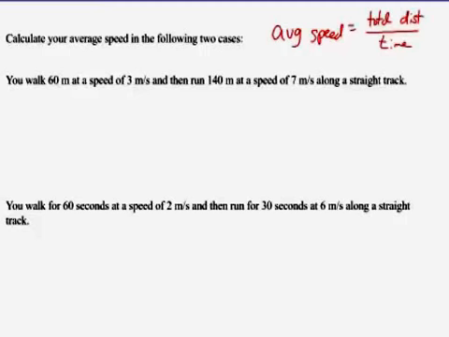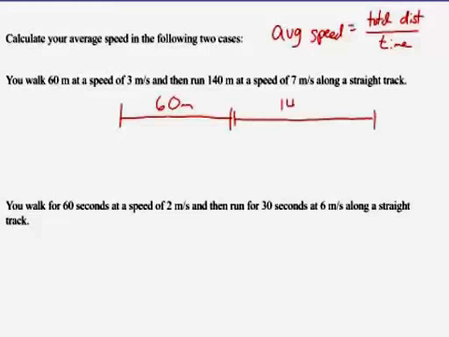So for these motions, we need to figure out how far the object traveled and how much time it took. So in this first part, when you walk 60 meters at 3 meters per second and 140 meters at 7 meters per second along a straight track, if I draw this out, in this first part, I went 60 meters. In this second part, I went 140 meters. So from that, I can see that the total distance that I traveled is 200 meters. But I need to know how much time it took. I need to know the time for this first part, and the time for the second part.